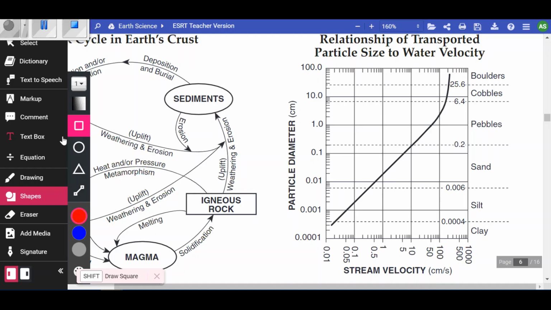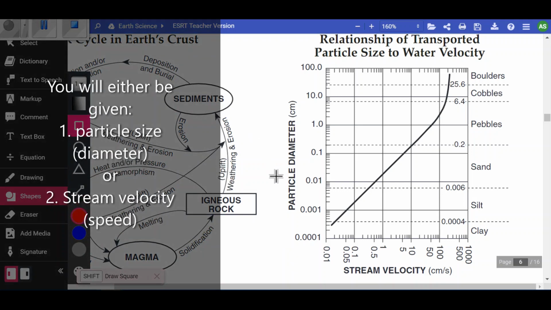So let's go over the ESRT chart, particle size and water velocity. This chart has two variables, size of the particle and then the stream velocity. Size of the particle is here and it matches up with here. So basically this chart is going to tell us how fast a stream has to go, speed is velocity, to move a certain size particle.